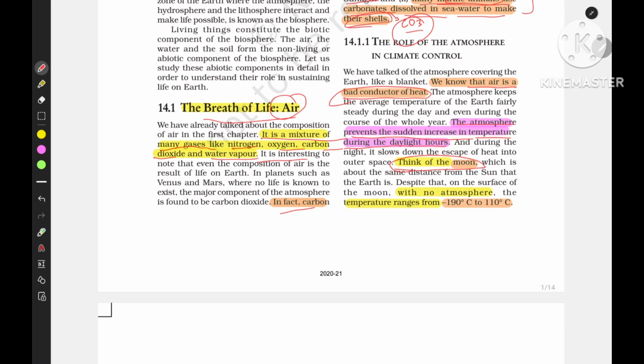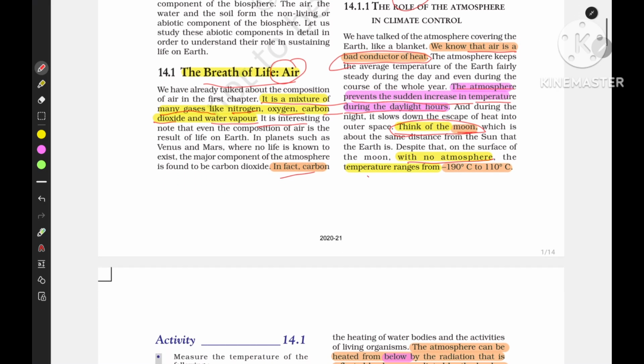And on some bodies like the moon, there is no atmosphere, so the temperature ranges from minus 190 degrees Celsius to 110 degrees Celsius. During the day there is the sun, the surface of the moon is heated and its temperature becomes 110 degrees Celsius. At night there is no sunlight, all the heat energy escapes from the surface of the moon, and the moon cools down to about minus 190 degrees Celsius.